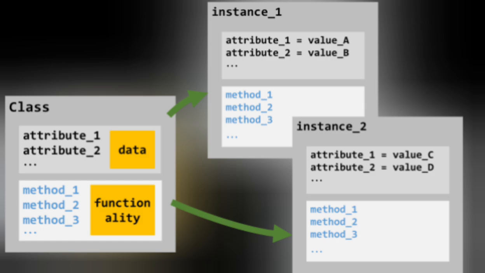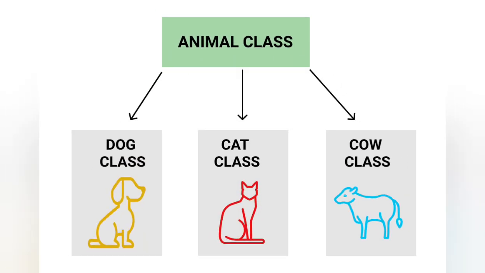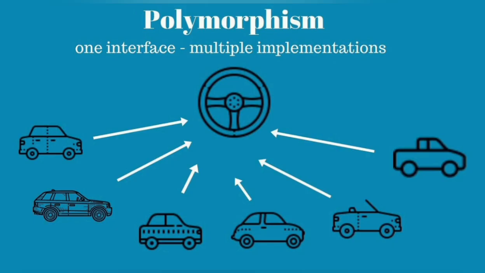Encapsulation packages data and its related functions into a single unit called a class. This prevents data from being unintentionally modified and improves code security. Inheritance allows for code reuse. You can create a new class that inherits all the features of an existing class and only add or modify what you need.